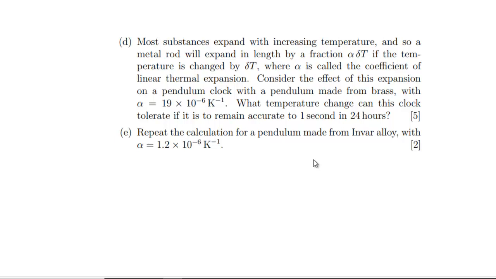Right, and alpha is called the coefficient of linear thermal expansion. We change the temperature, and this rod, which has no mass, can somehow expand. Consider the effect of its expansion on a pendulum clock when a pendulum is made from brass with that alpha. So what temperature change can this clock tolerate if it's to remain accurate to 1 second in 24 hours?